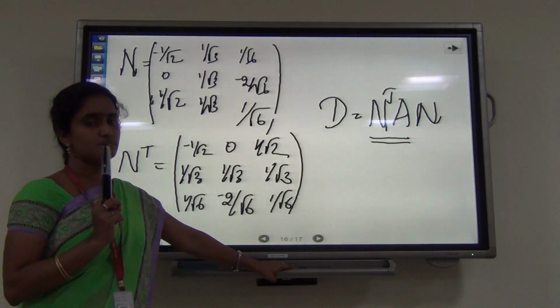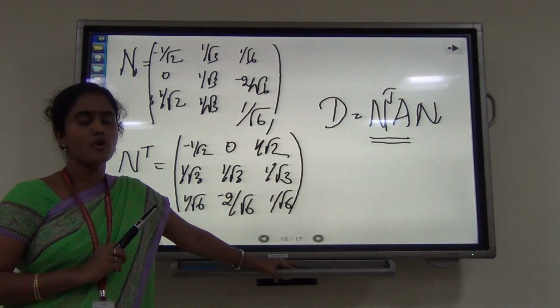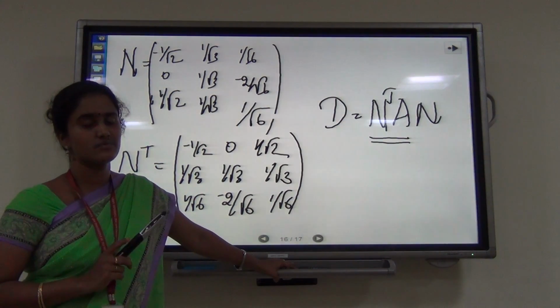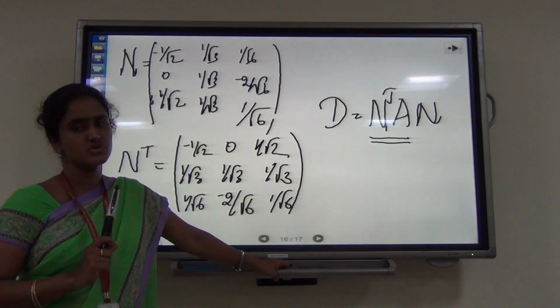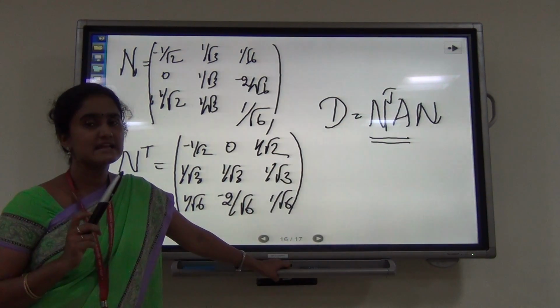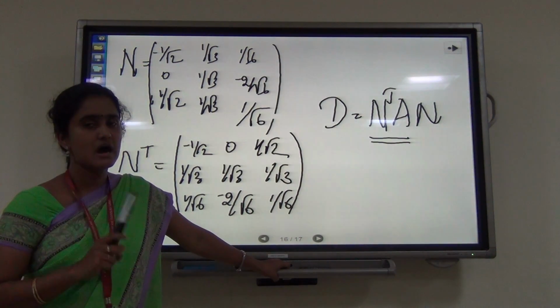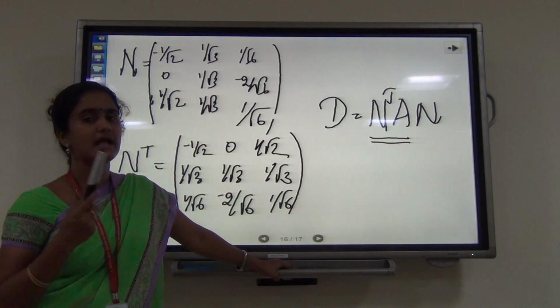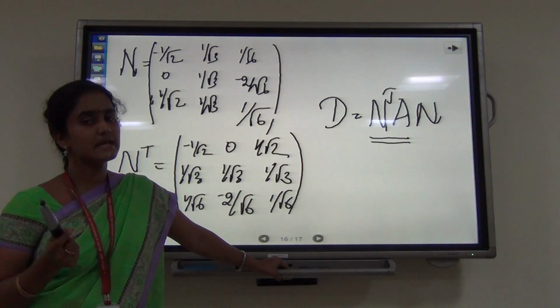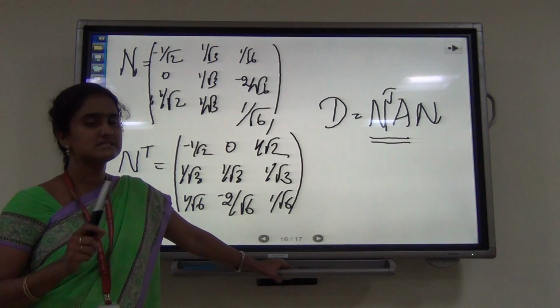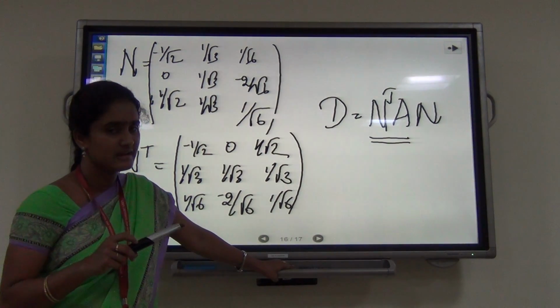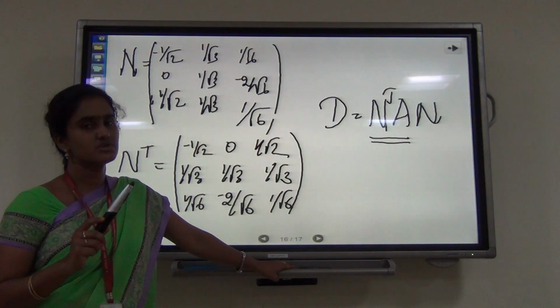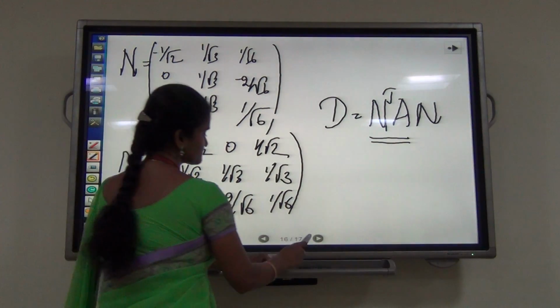One application of this problem, diagonalization by orthogonal transformation or by similarity transformation, is that the diagonal entries are nothing but the eigen values. What were the eigen values? They were 2, 3, 6. So you will have the diagonal entries also as 2, 3, 6. That's the beauty of it.